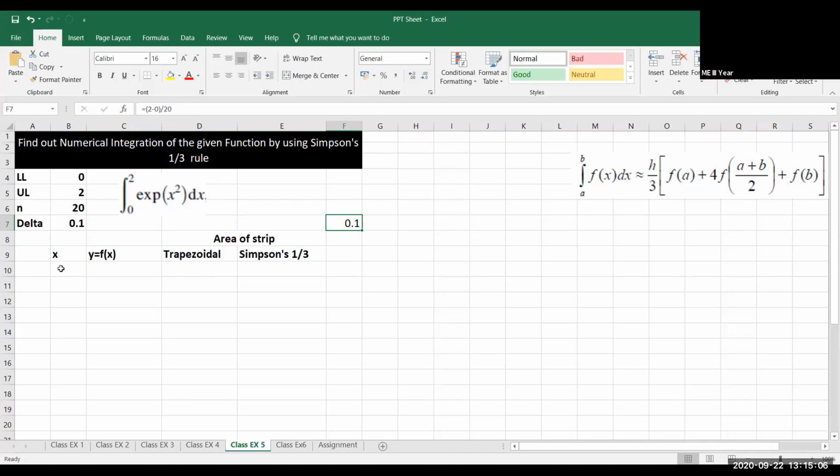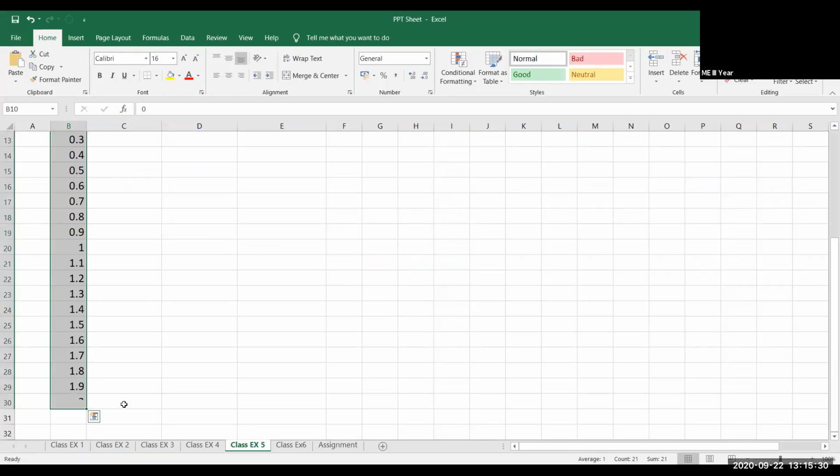After that, find out the x value. So here the x starts with the lower limit, 0. So the first value will be 0. The next value will be 0 plus 0.1. So how much will it be? 0.1. Yes. So now you have to select and move up to 2. When 2 comes, you have to stop.